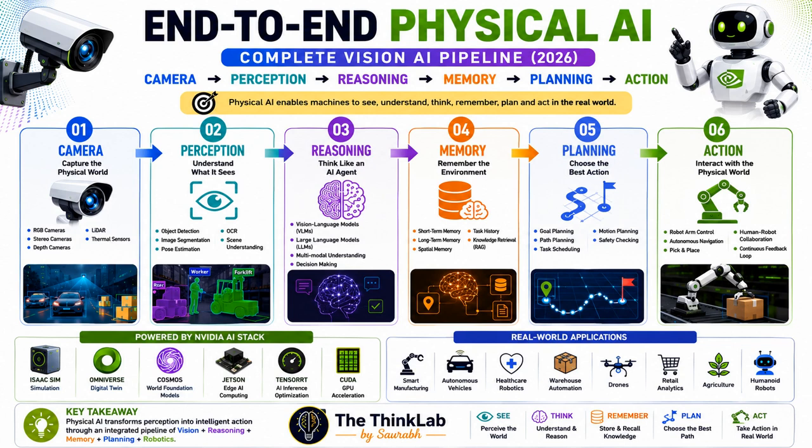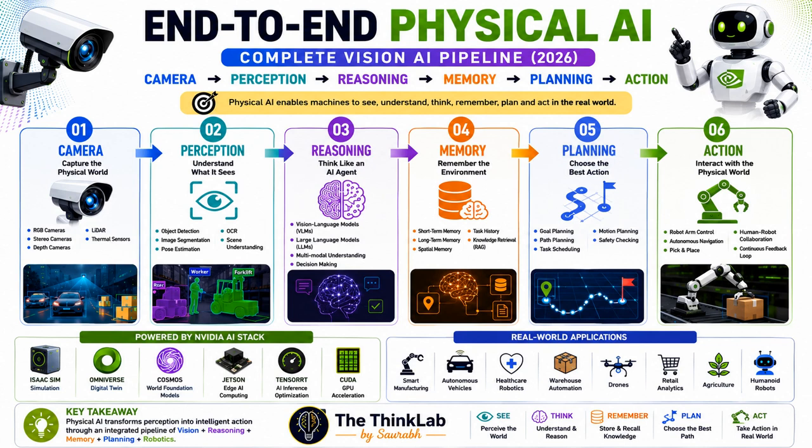So the next step is giving meaning to the image, right? Step two, perception. Perception is the AI version of vision. This is where computer vision models analyze the image. The AI starts identifying objects. It detects people, vehicles, roads, machines, boxes, animals, or anything else which is visible in the environment.